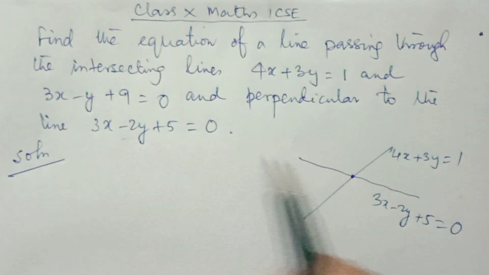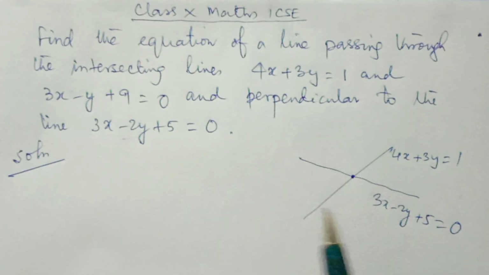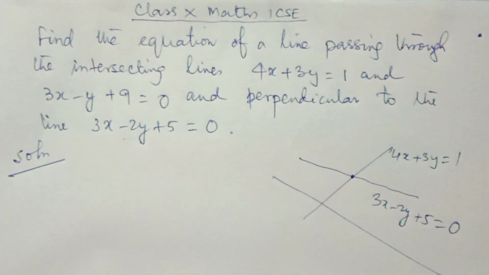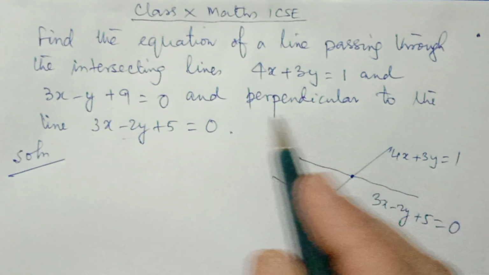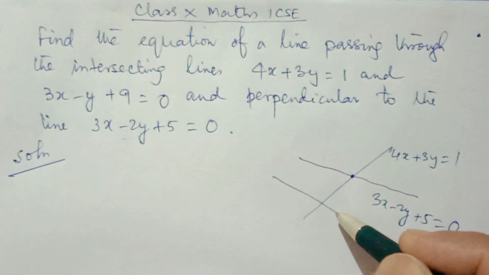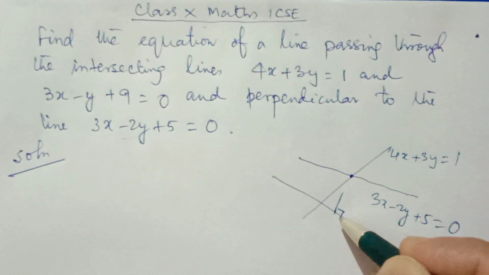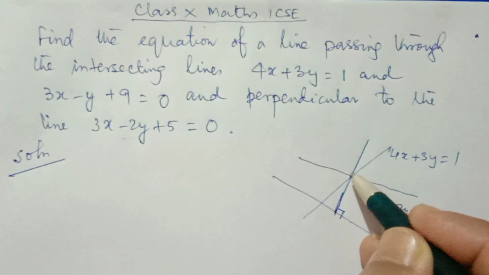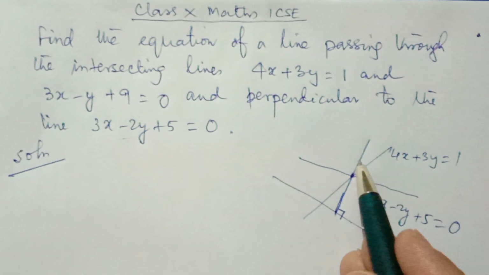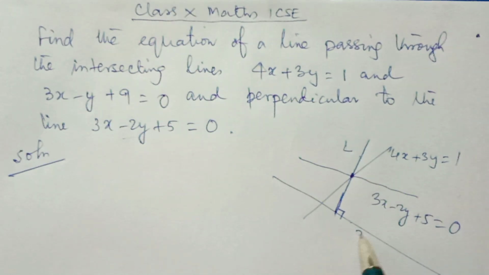That means suppose this line is here, wherever it is, then the required line should be perpendicular to this, at 90 degrees, and should pass through the intersecting point. So you have to find the equation of this line. This is the pattern.